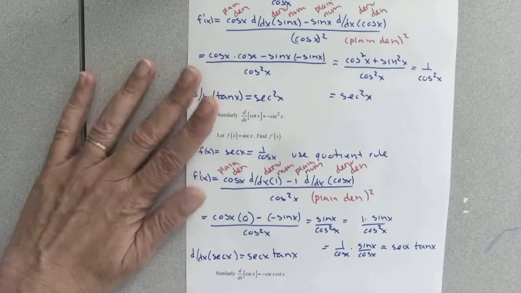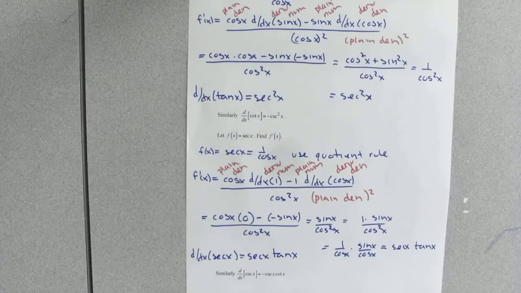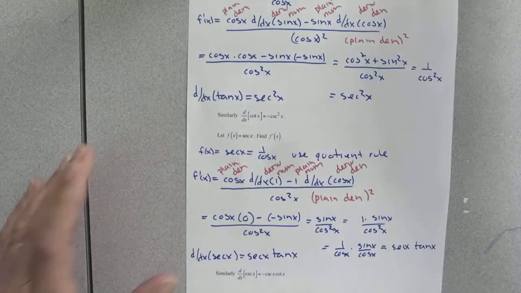And you want to memorize that. Yes, you could figure it out every time you need it, but you're not going to have enough time on tests and quizzes to figure it out every time you need it, so you memorize it. In virtually the same method, we could also show that the derivative of cosecant x is negative cosecant x cotangent x.